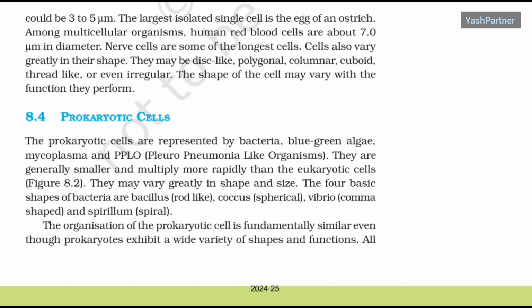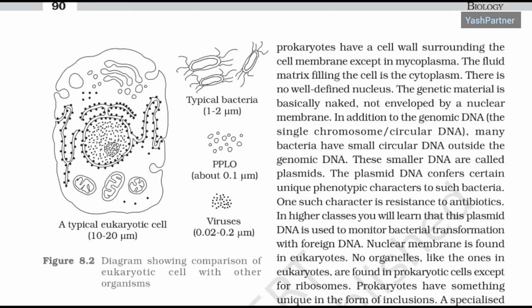The organization of the prokaryotic cell is fundamentally similar, even though prokaryotes exhibit a wide variety of shapes and functions. All prokaryotes have a cell wall surrounding the cell membrane except in mycoplasma. The fluid matrix filling the cell is the cytoplasm. There is no well-defined nucleus. The genetic material is basically naked, not enveloped by a nuclear membrane.